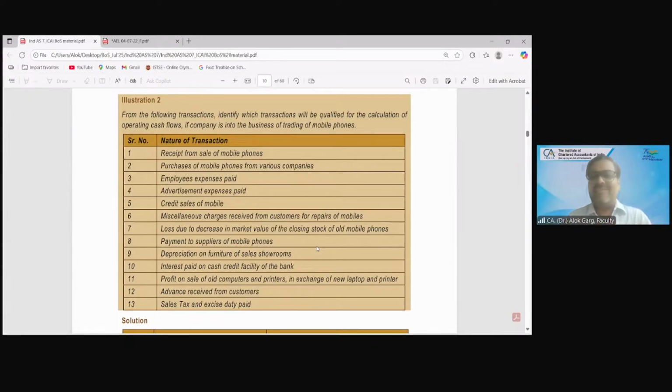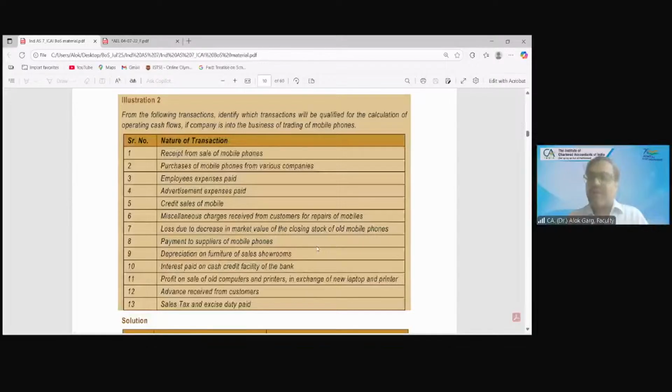Exactly. The intent of the question in the study material is to judge you when you have it in isolation. If somebody is asking you, is it a part of operating activity or not, is it a cash from operating activity or not, in isolation, then you can just write your comment. For example, credit sales of mobile: no, it is not a cash from operating activity because there is no cash transaction. There is no cash movement, right?